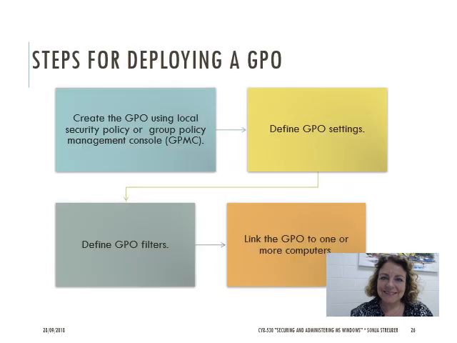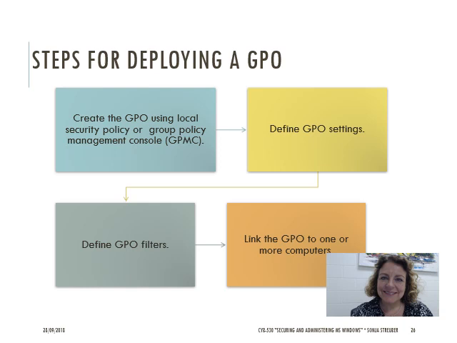So to summarize, there are several steps that are required to create and deploy a GPO. First, you would create the GPO. For that, you would use the local security policy for local GPOs and the group policy management console for Active Directory GPOs. Second, you would define the GPO settings, which means that you would define and set values for your desired settings. You can define as few or as many as you want in the same GPO, but for maximum flexibility, you really want to define only the related settings in a GPO.